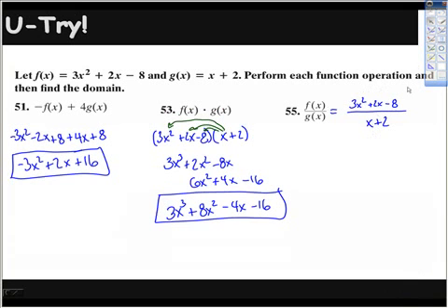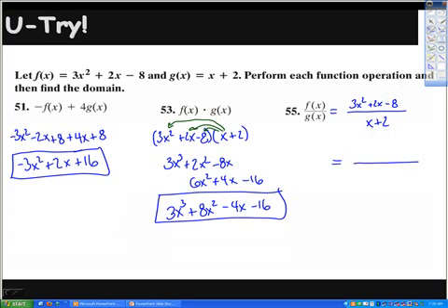We need to check this and see if it reduces. Just a quick check looks like it will, because if negative 2 is a 0 of this, then it should factor. So let's go ahead and try that. If it's going to reduce, there'll have to be a factor of x plus 2 in the 3x squared plus 2x minus 8.